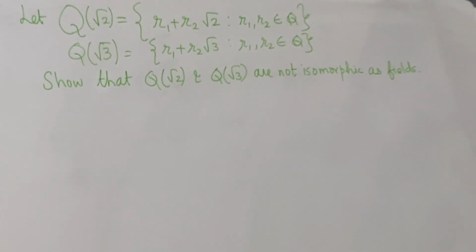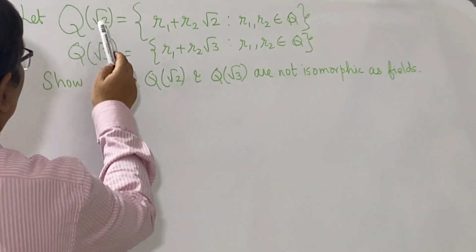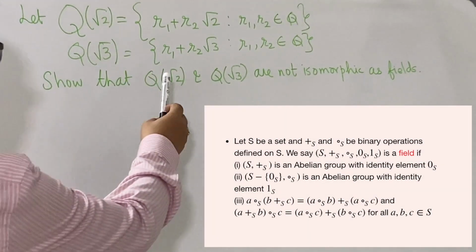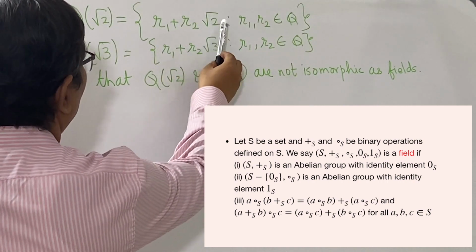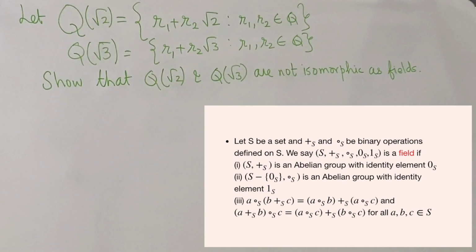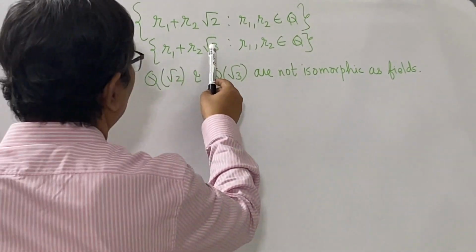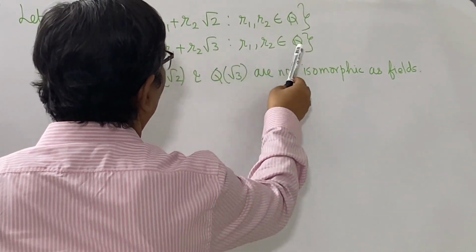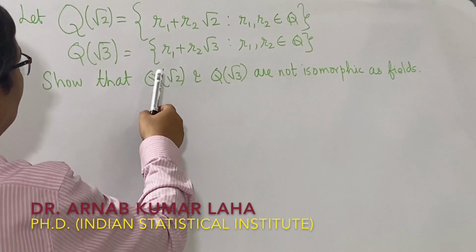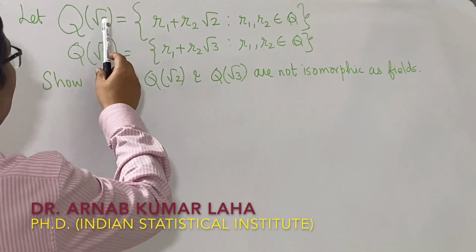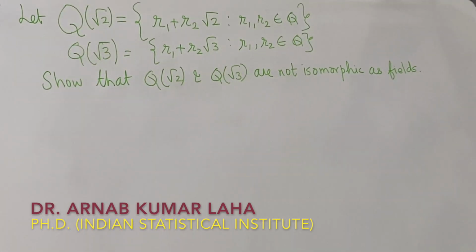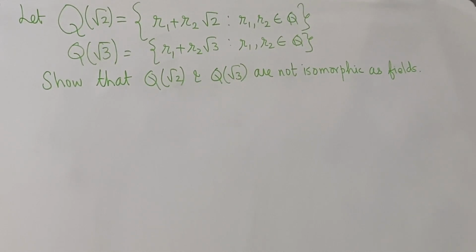In this edition, we are looking at these two algebraic structures called fields, Q root 2 and Q root 3. Q root 2 is r1 plus r2 root 2, where r1 and r2 are both rational numbers, and Q root 3 is r1 plus r2 root 3, where again r1, r2 are rational numbers. It is quite straightforward to prove that Q root 2 and Q root 3 are both fields with the usual addition and multiplication operation.